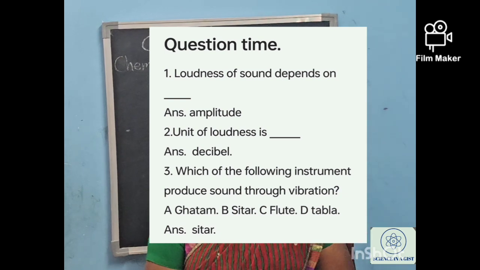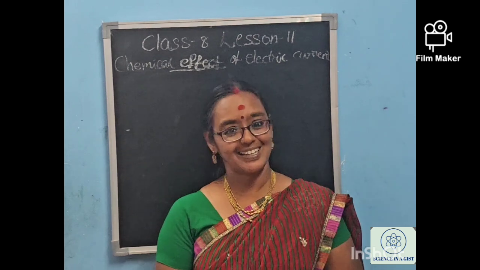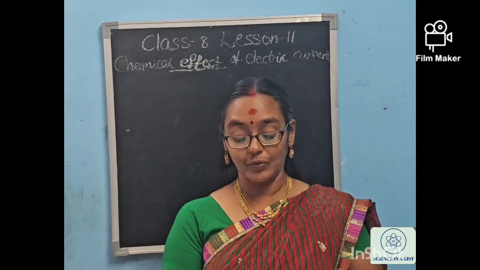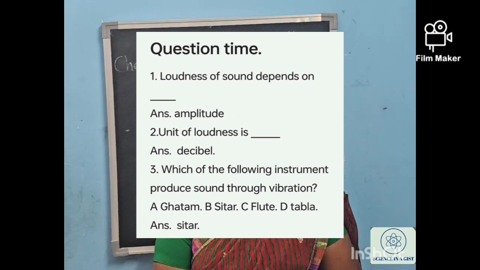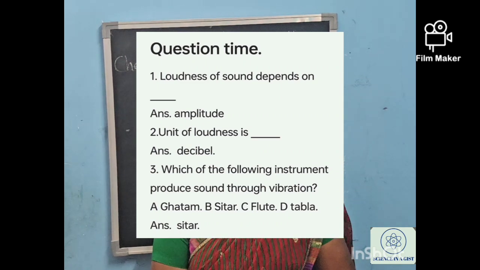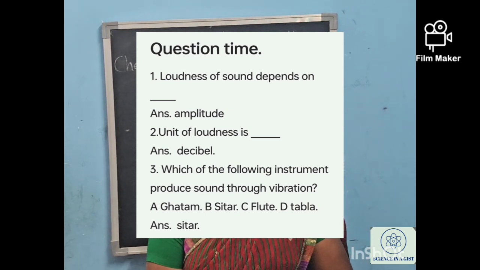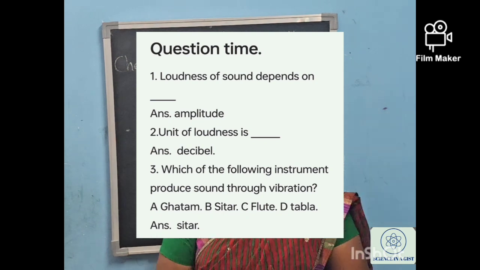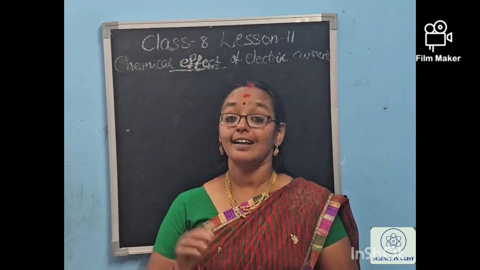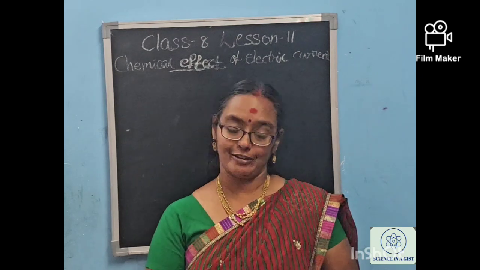Second one was the unit of loudness. It's an easy one. It is decibel. And the third one was an optional question: which of the following instruments produces sound through vibration? Options were ghatam, flute, sitar, tabla. Sitar is making sound. Now we are seeing lesson number 11, that is chemical effect of electric currents.